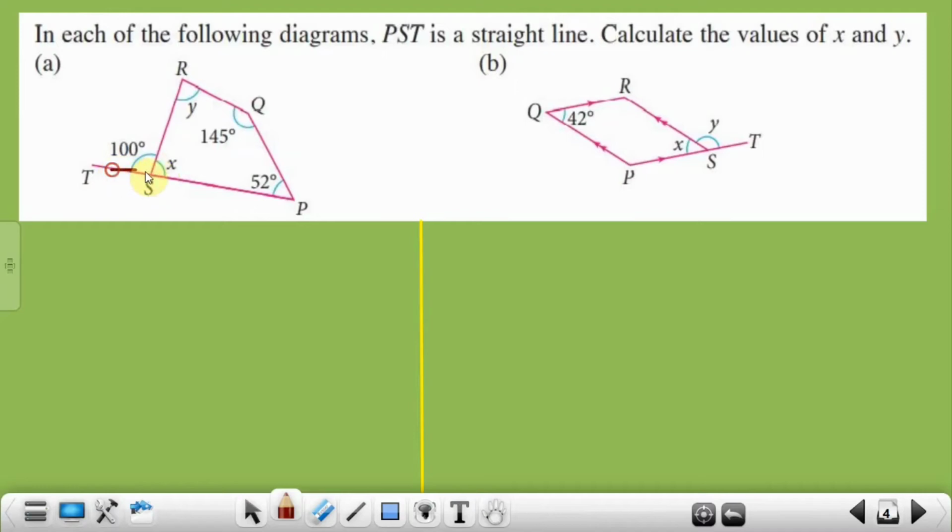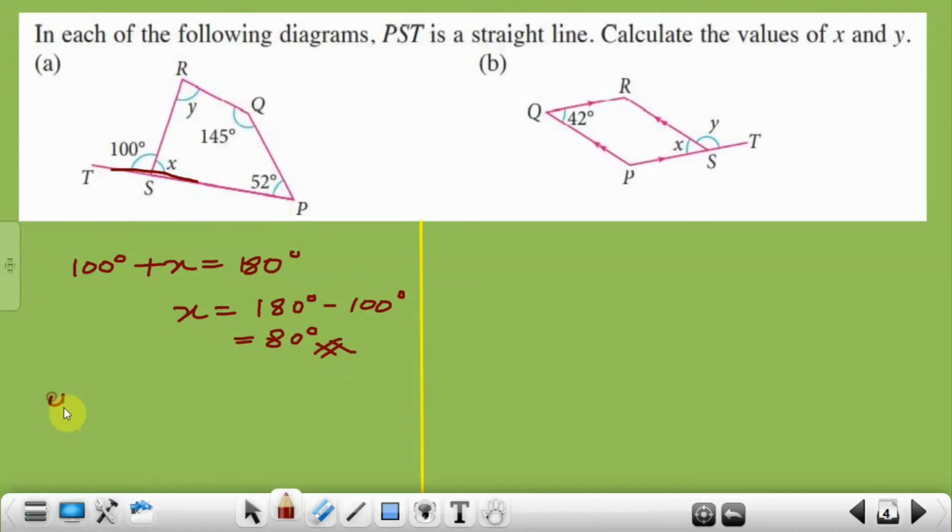Okay, this is a straight line. So, this is the exterior angle, this is the interior angle. So, on a straight line, the summation of 100 degrees and x is 180 degrees. So, x is equal to 180 degrees minus 100. Then you will get 80 degrees. This is for x.